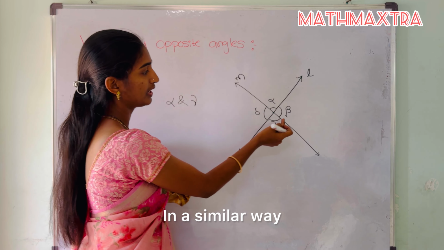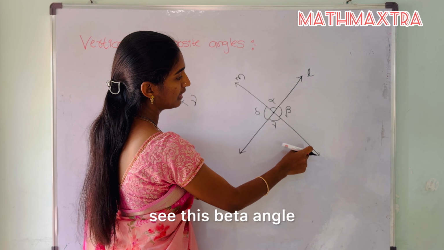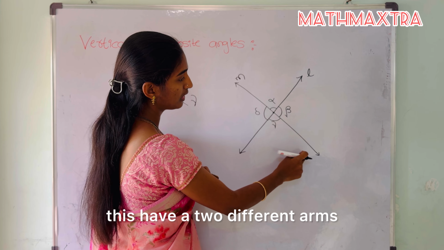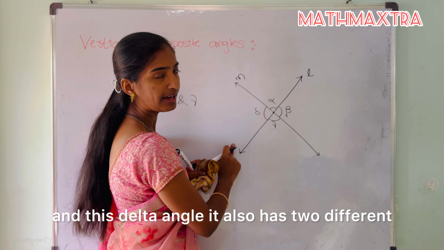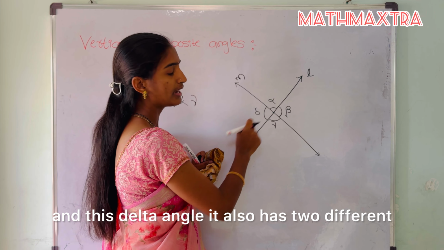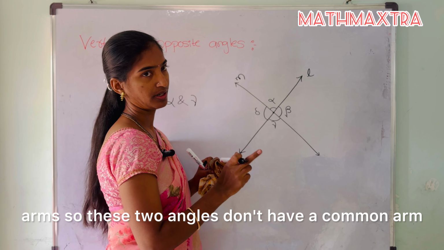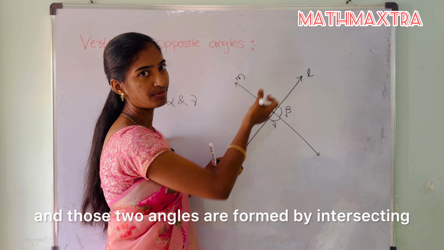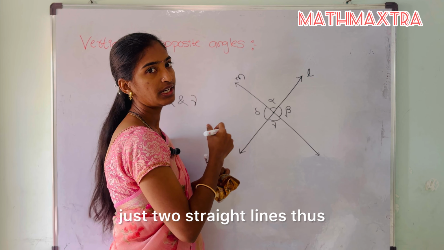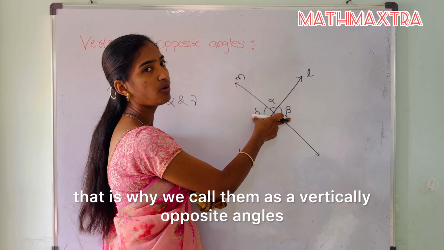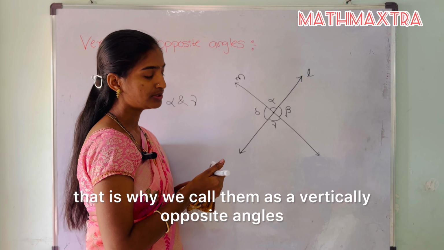In a similar way, see this beta angle, it has two different arms, and this delta angle also has two different arms. So these two angles don't have a common arm, and those two angles are formed by intersecting two straight lines. That is why we call them vertically opposite angles.